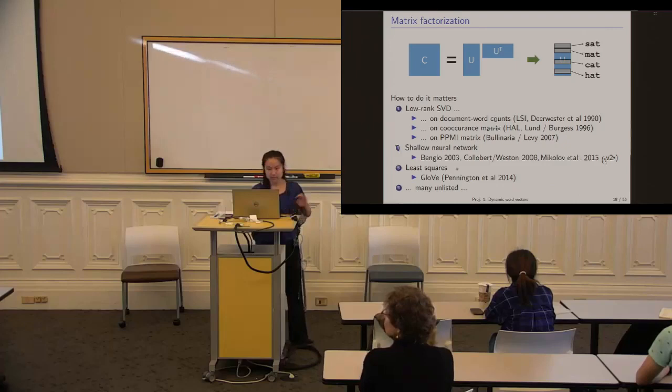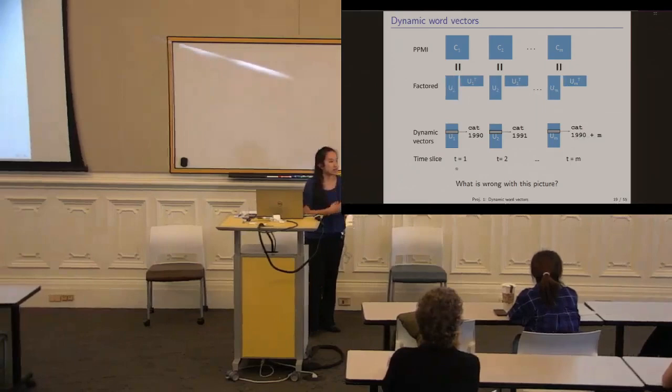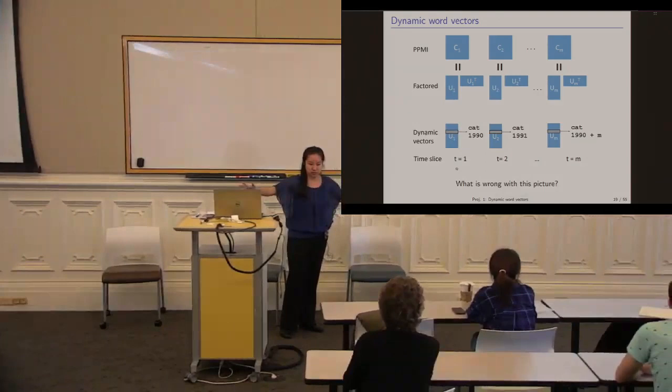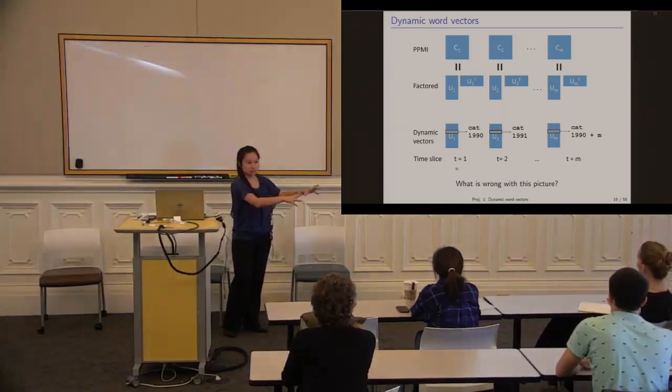Okay. So that's how the static case works. And now what we're trying to do is concept evolution, right? We're trying to understand how words change their meaning over time. So the simplest way to do that is we take this corpus and slice it into time frames. And for each time frame, we just do the same thing we did for the static embeddings.